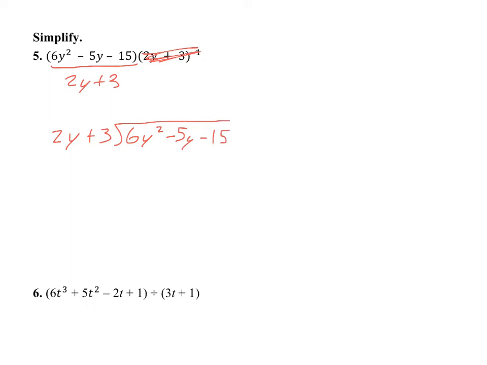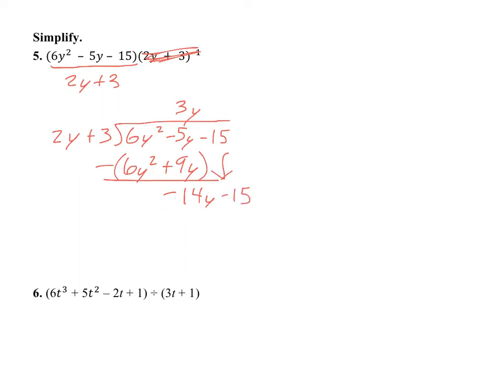So first you divide 6y squared by 2y. That gives you 3y. Multiply 3y with the denominator. That's 6y squared plus 9y. Subtract. The 6y squares cancel out. Negative 5y minus 9y is negative 14y. And bring down negative 15.